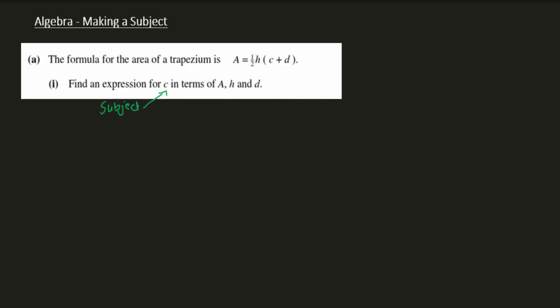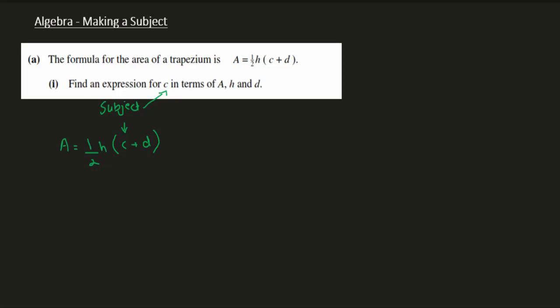So let me write down the expression first. A is equal to 1 by 2 h (c plus d). So this is our equation. I have to isolate this c. If we see, there are a lot of numbers around here and there, on the right and on the left, and we have to see how we can make this c isolated.